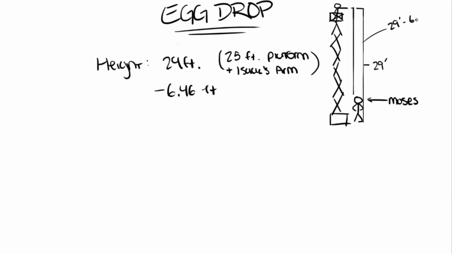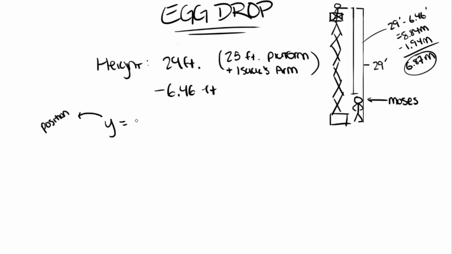So when you take 29 feet and convert that into meters, it's 8.84 meters, and Moses is 1.97 meters tall, so you do that subtraction, and you figure out what you're trying to solve for. The t you're trying to solve for is how long it takes an egg to free fall 6.87 meters. So there's a few numbers you plug into the equation, and you're going to use the equation y, which is position, equals initial position y0 plus initial velocity v0 t plus 1/2 at squared.